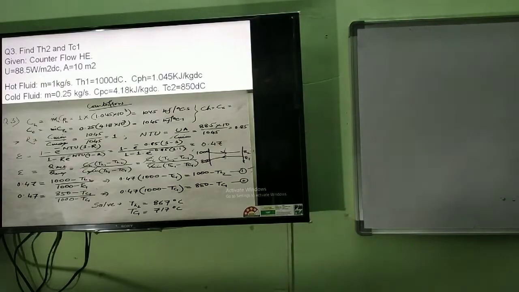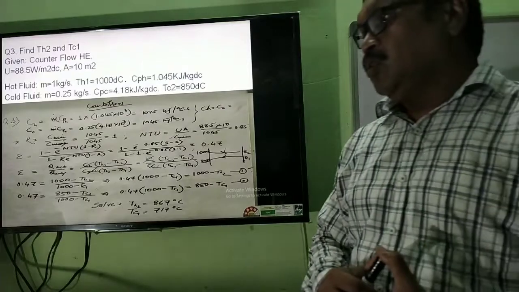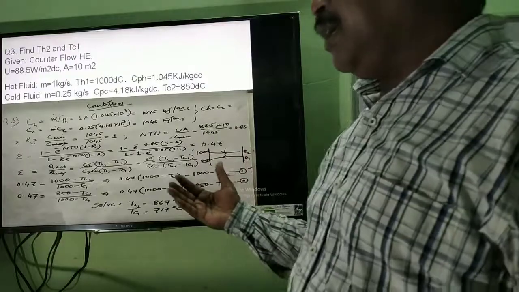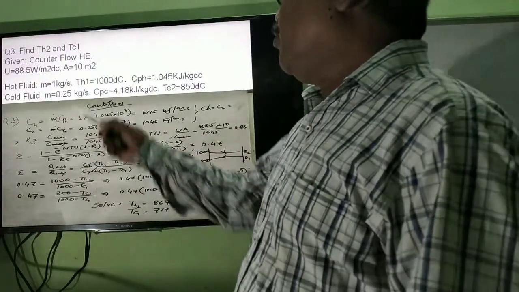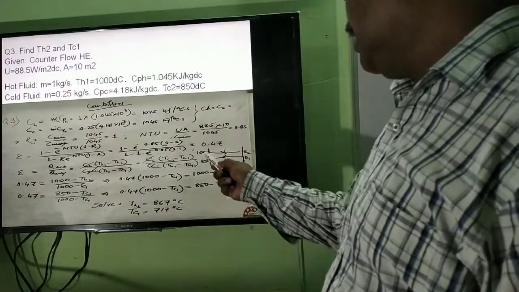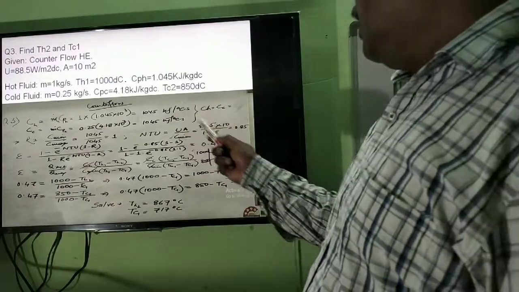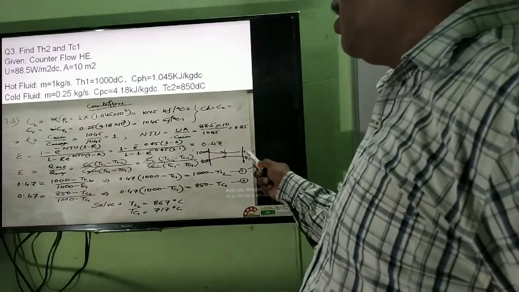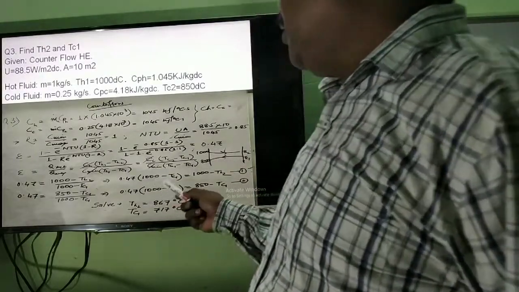Third type of question, this is a little bit difficult and calculative question, requires much time. So generally 4 to 5 questions come from this, integral questions. One or two odd questions can come from this factor. Find TH2 and TC1. It is a counter flow heat exchanger like this. Here the counter flow. Okay. They need TH2, the exit temperature of the hot fluid, and the entry temperature of the cold fluid. How to calculate this? Okay.